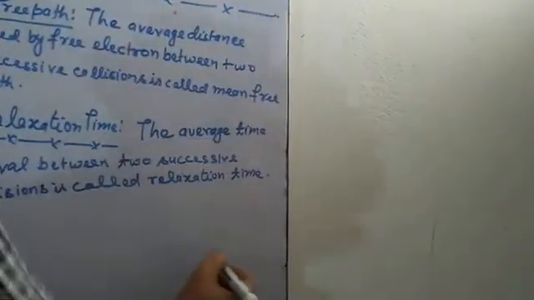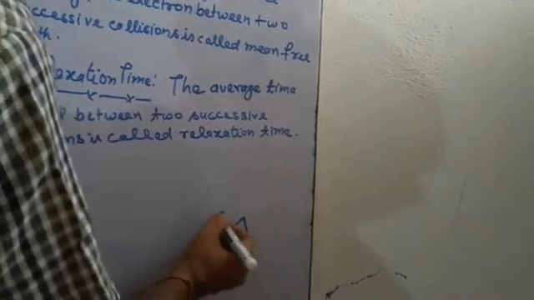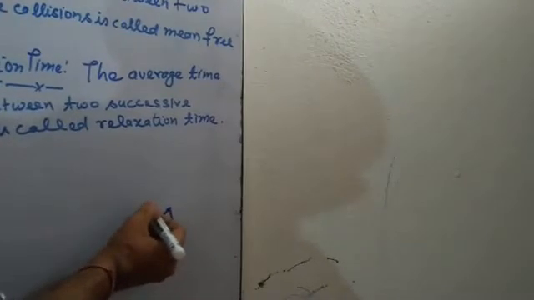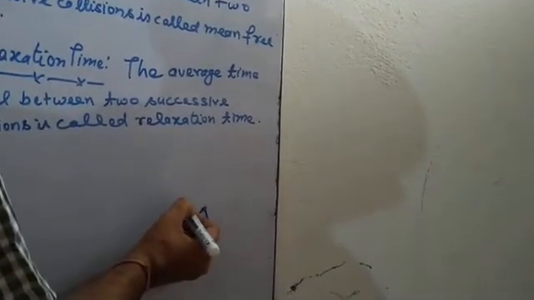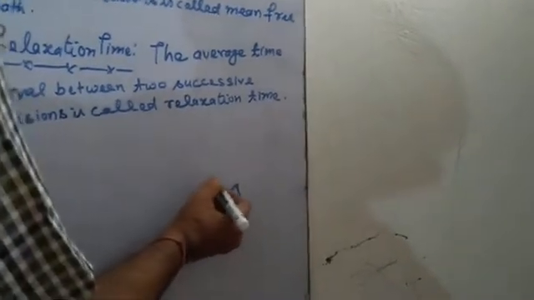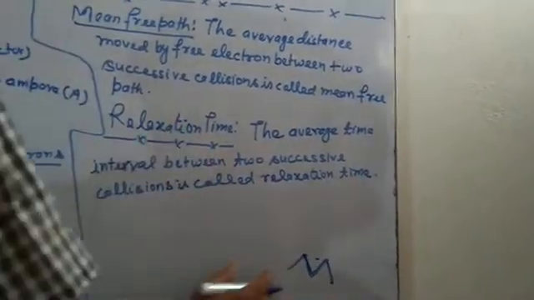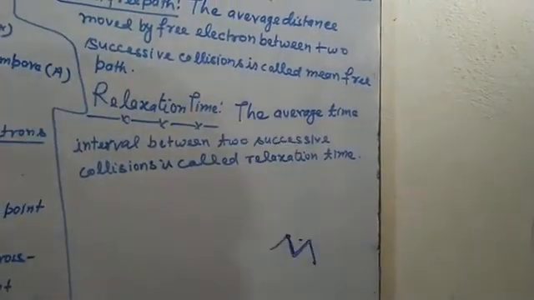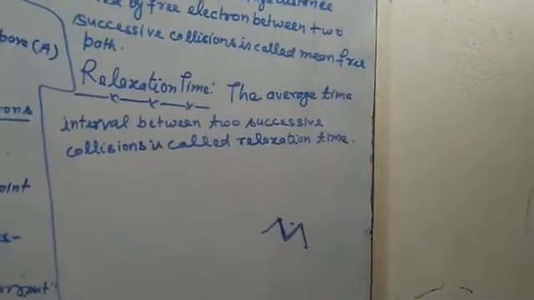When an electron moves freely, the time taken between the first and second collision, the electron moves from here to here. The average distance between two successive collisions is known as mean free path. And relaxation time is the average time interval between two successive collisions, denoted by tau.